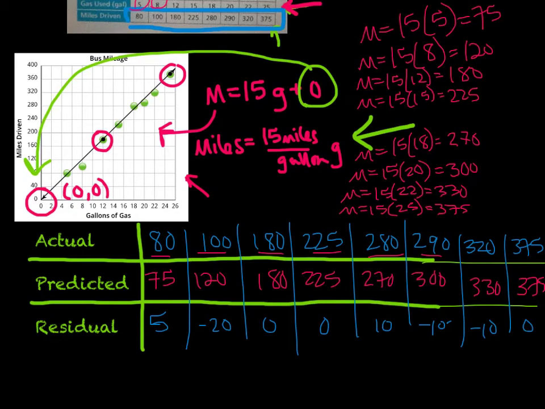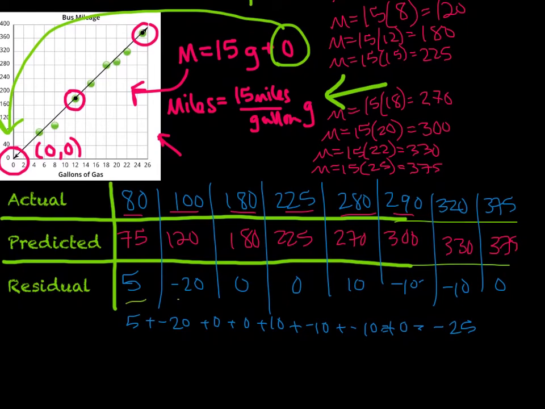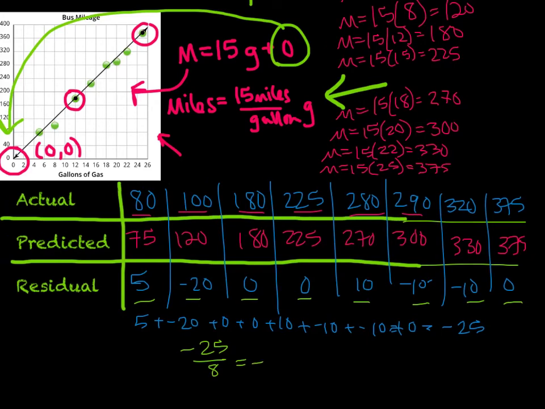We can add all of this stuff up. We have 5 plus a negative 20 plus 0 plus 0 plus 10 plus a negative 10 plus a negative 10 and plus 0. So looking at all of this, we'll end up with a negative 25. And if we were to divide that up amongst all of our different data points, we have 1, 2, 3, 4, 5, 6, 7, 8 different data points. So negative 25 divided by 8, we get negative 3.125. That's not too far off.